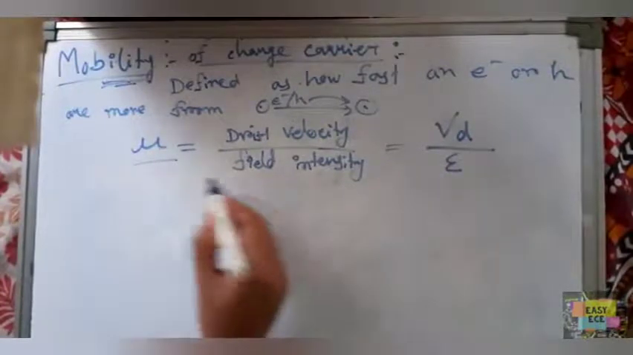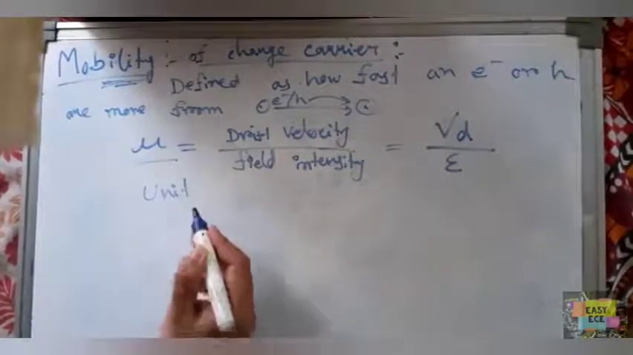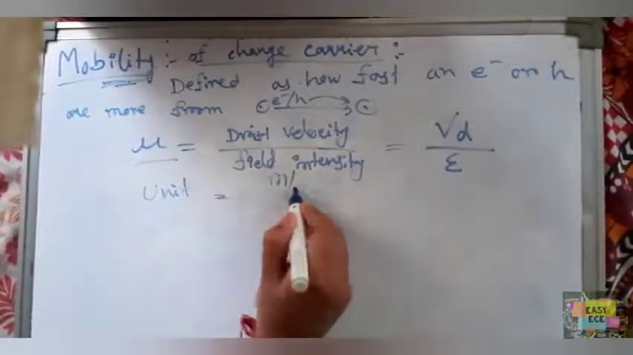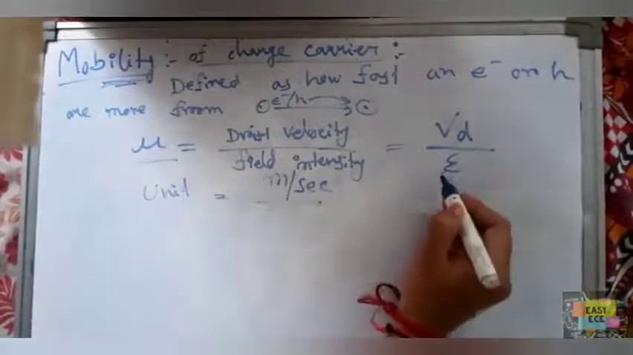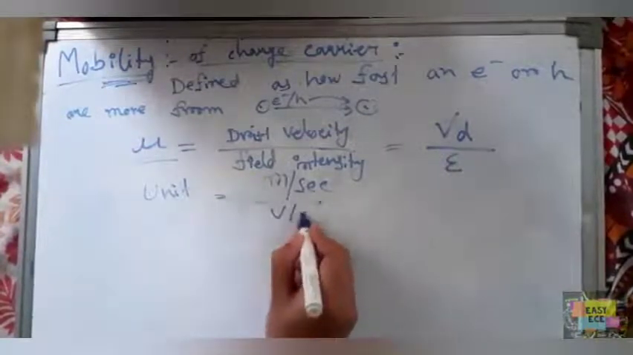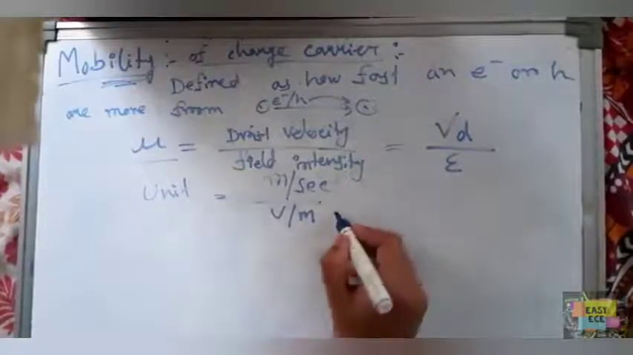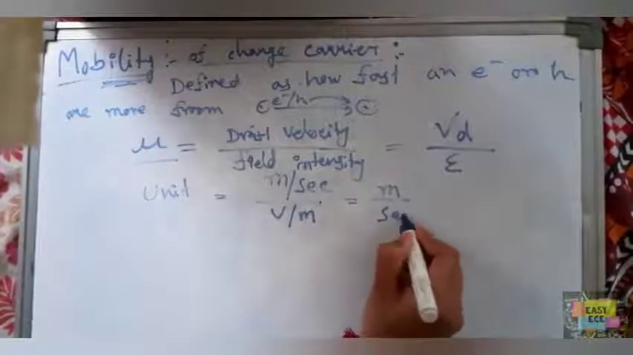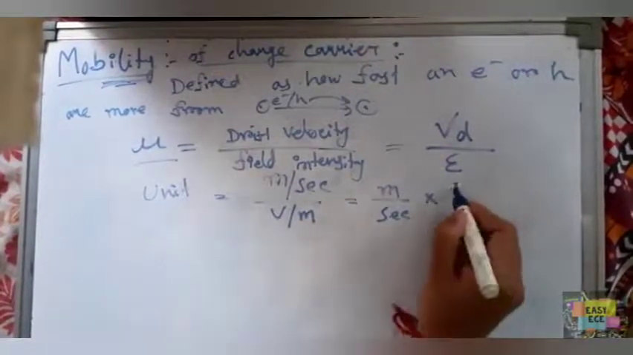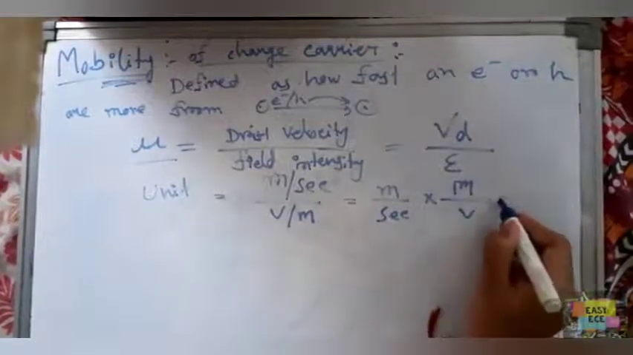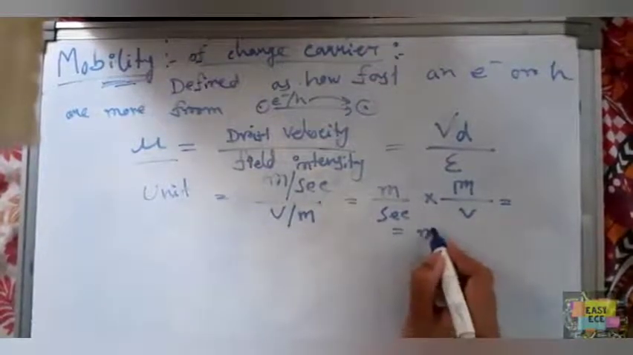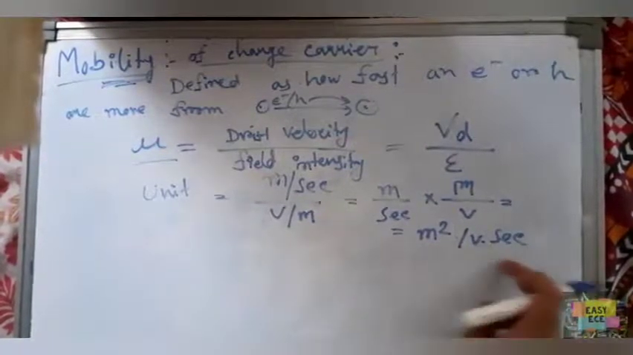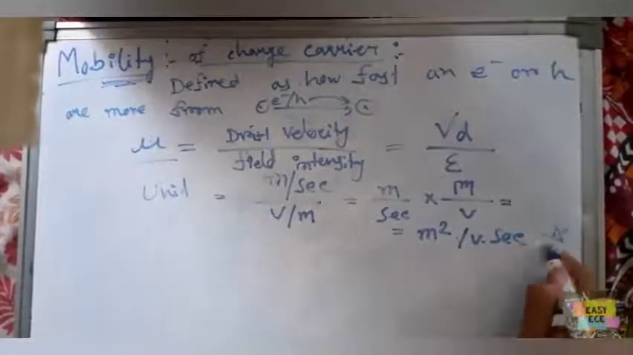Now what is the unit? How do we calculate the unit? The drift velocity unit is meter per second, and the field intensity unit, we already know, is volt per meter. So meter per second divided by volt per meter gives meter square per volt second. This is the unit of mobility. This is a very important concept.